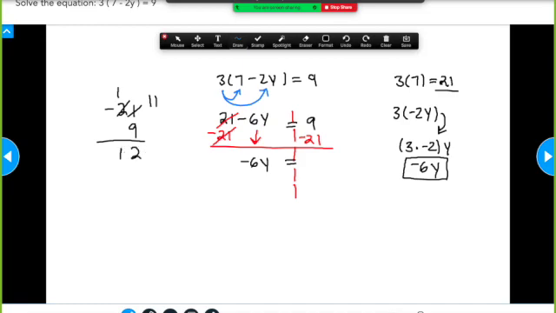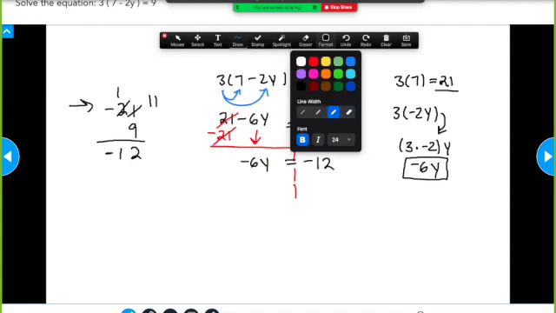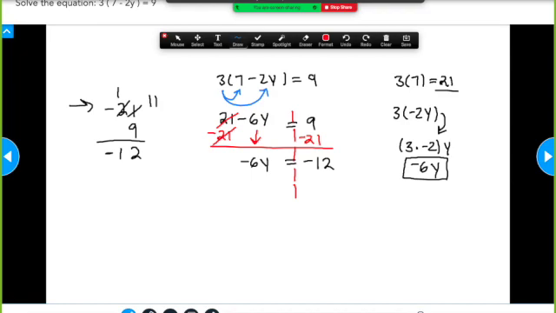I get 2, 1, and since the 21 was a bigger number, that means I still have a negative number as my answer. So after that, I have -6 times y. I want to do the opposite operation, which is divide by -6 on both sides. That cancels out my -6, and I'm left with y equaling +2. That would be my answer.